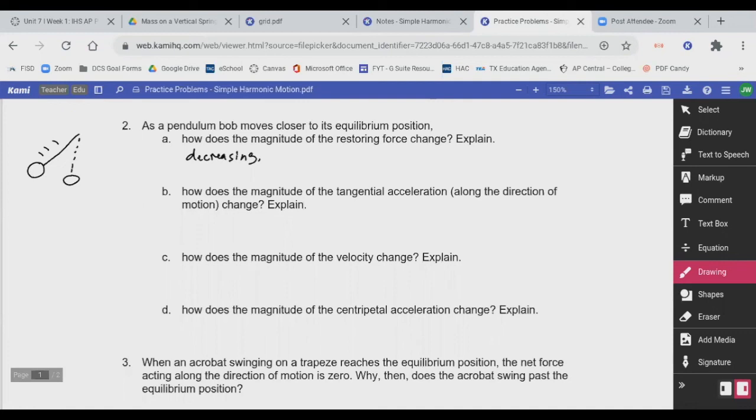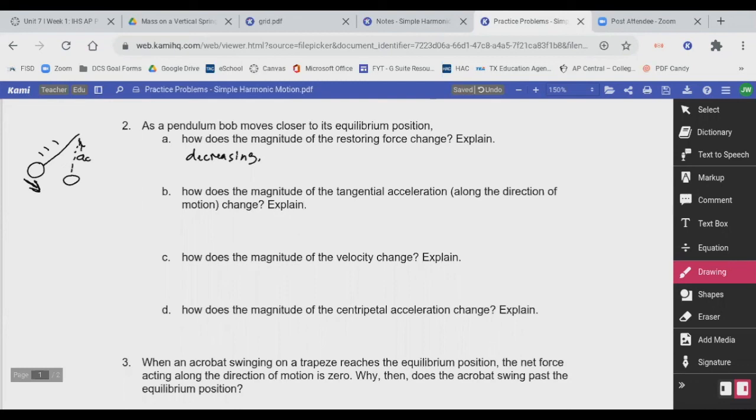All right, what about how does the magnitude of the tangential acceleration along the direction of motion change? The tangential acceleration is the acceleration this way. The reason it's specifying it is because we know that a pendulum is moving in a circular path. So there is a centripetal acceleration going towards the center, but it's saying the tangential acceleration. How does the magnitude of the tangential acceleration change as we approach the equilibrium position?